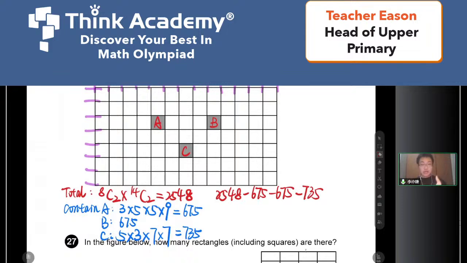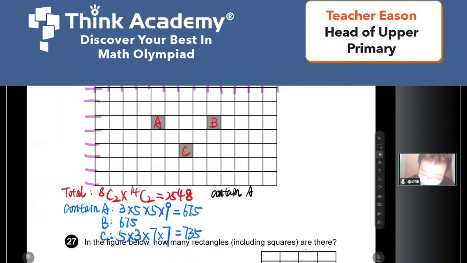So we just calculated those that contain A, contain B, contain C. What about those that contain both A and B? Right? So we counted it twice, so we minus it twice. So we need to add it back, right? So then we need to calculate those that contain both AB, AC, and BC. So first, for those that contain A and B, we just put it aside.